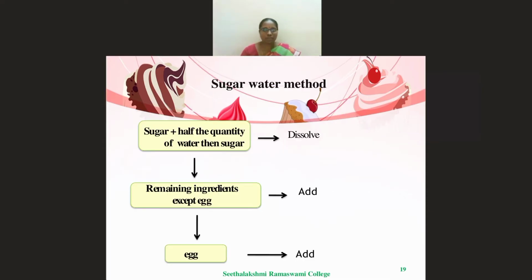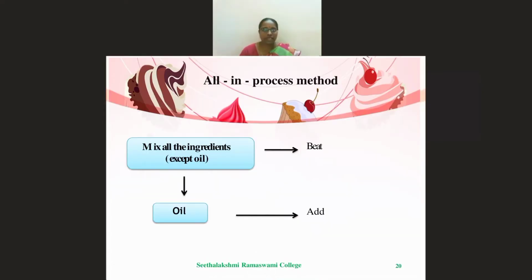In sugar water method, sugar will be dissolved in half of the quantity of water. Then add remaining ingredients like flour, color, essence, blend it well and finally add eggs. In all in process method, blend all the ingredients except oil or fat. At last, finally add the oil.